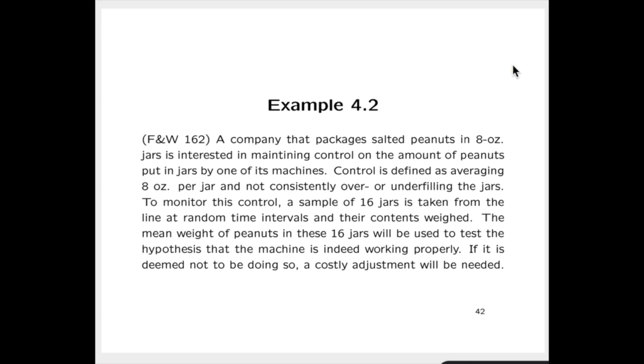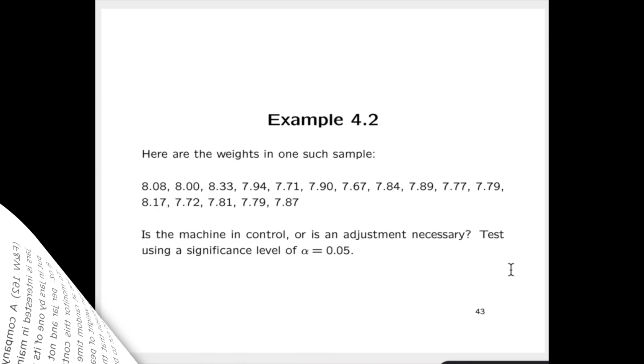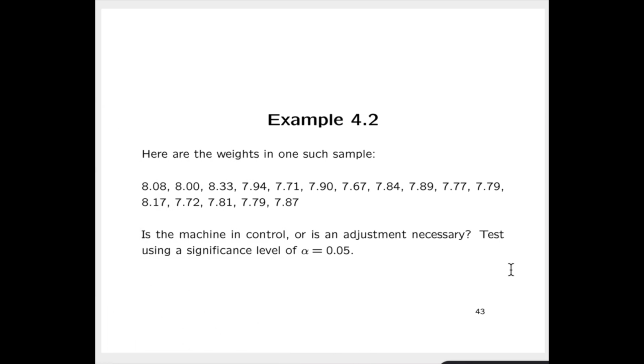So we're going to perform this hypothesis test without making that assumption. We're going to let the data inform us as to the level of variability that exists. So for a particular sample, here are the weights that we got. We have 16 values, and you can see those there on the screen. And so the question is, given these data, is the machine in control? Is it working properly, or is an adjustment necessary?